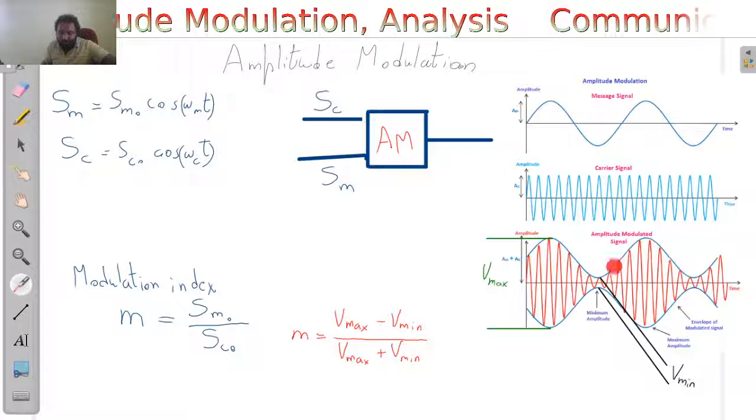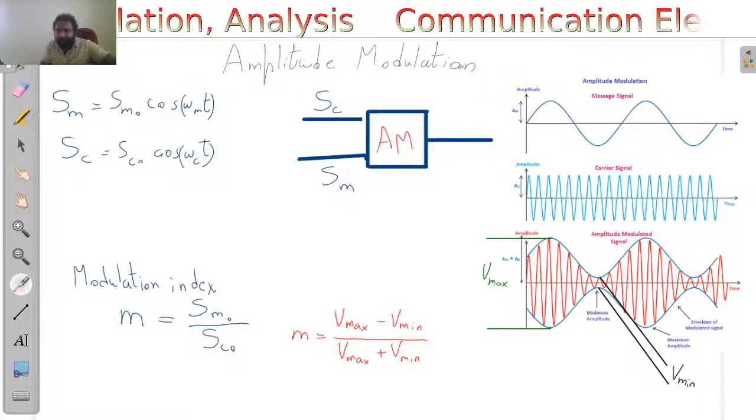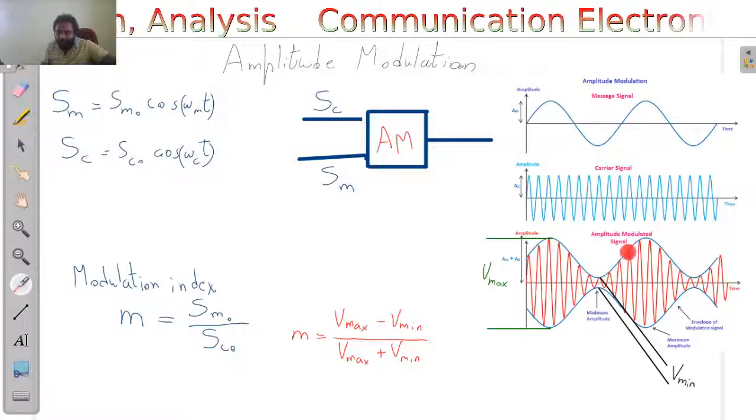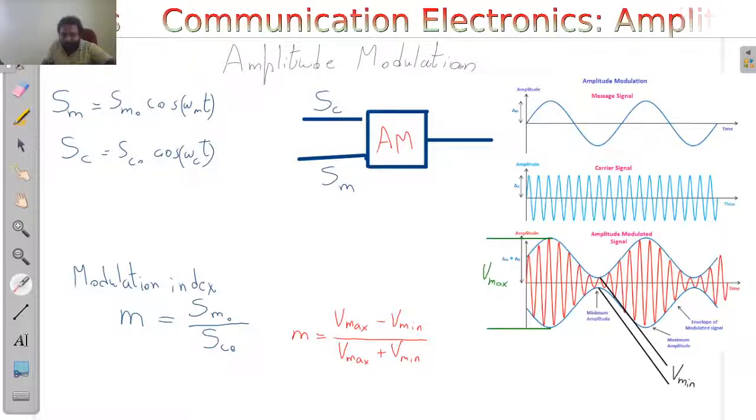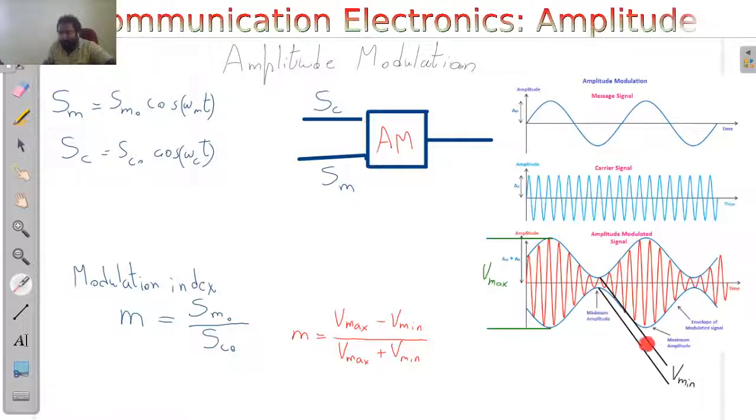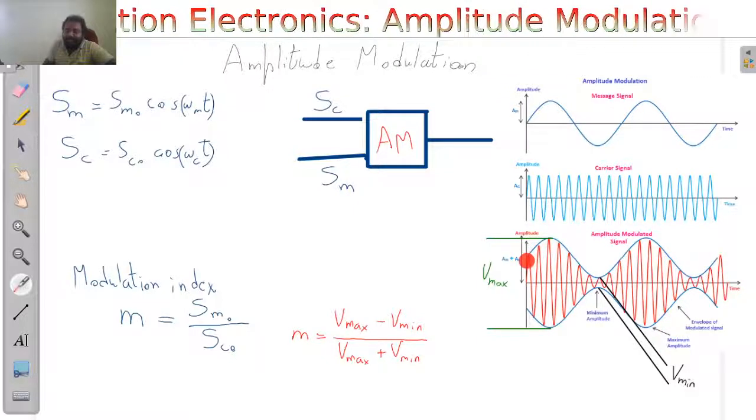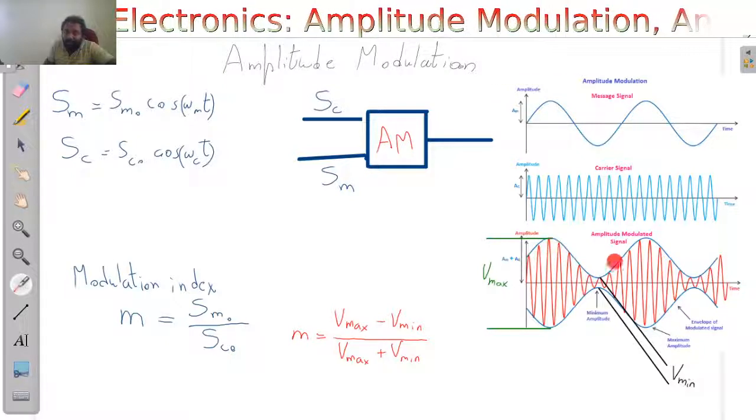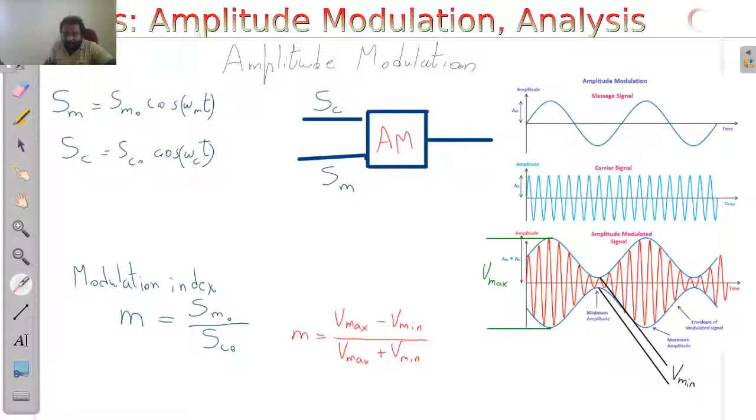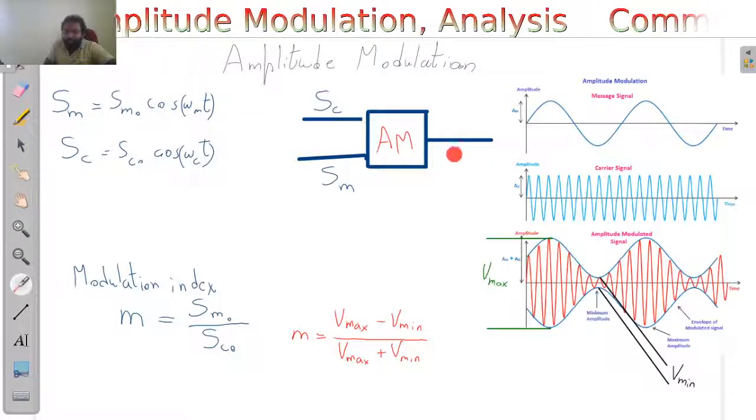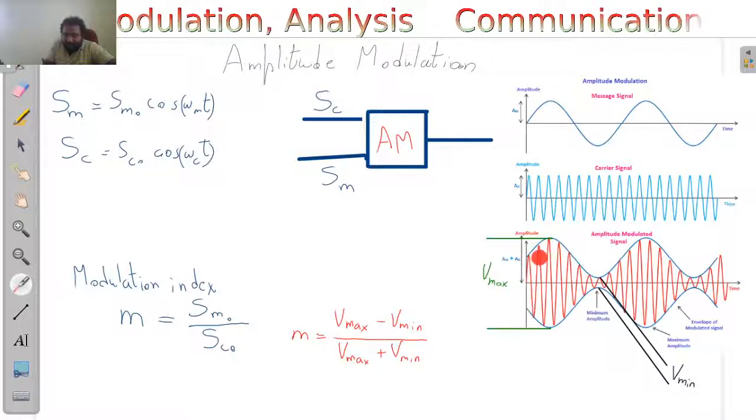There is no actual blue line in your output, but it represents the variation of your message signal inside the amplitude of your modulated carrier signal. It is a conceptual representation of the envelope of your modulated carrier wave. This one is your modulated carrier wave, your actual wave that is being generated out of this box, and this carrier wave has a varying amplitude.